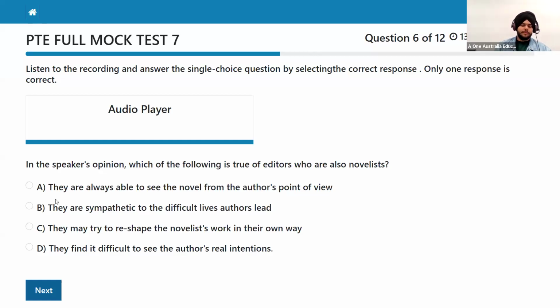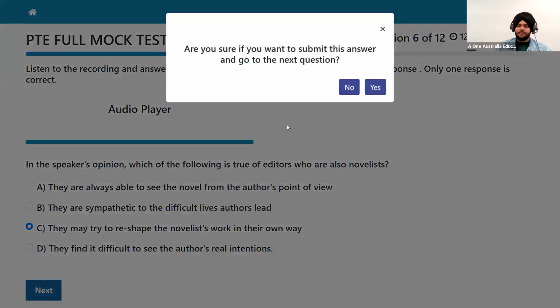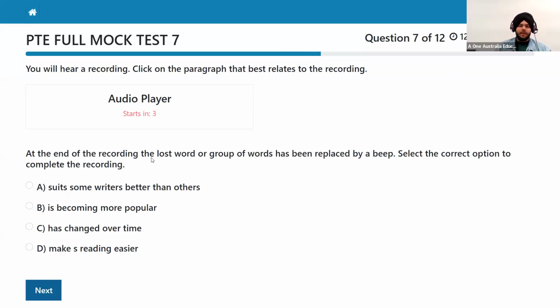So here, what I would choose is they're always able to see the novel from the author's point of view. They are sympathetic. So they may try to reshape the novelist's work in their own way. That is what the speaker said. They find it difficult to see the author's real intentions. So editors who are also novelists. Now here we will focus more on the last sentence.